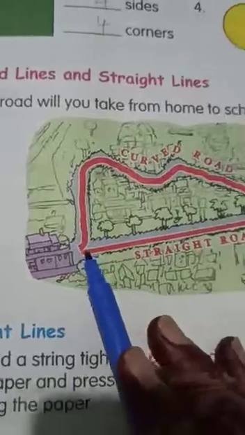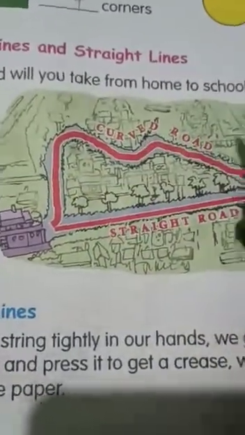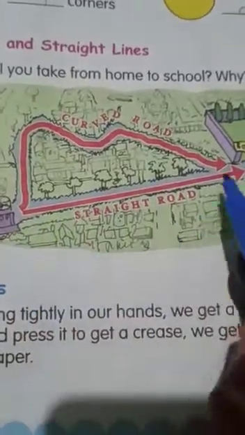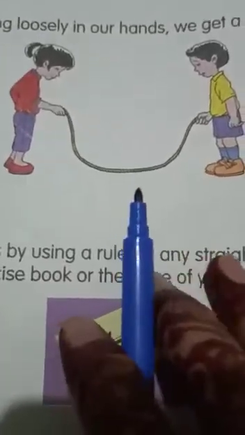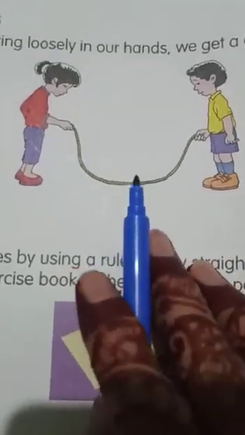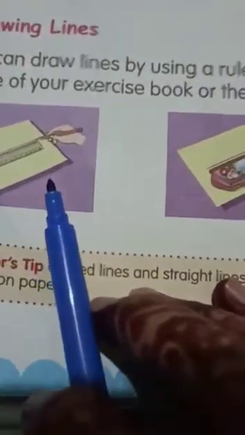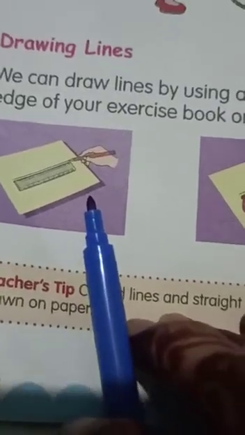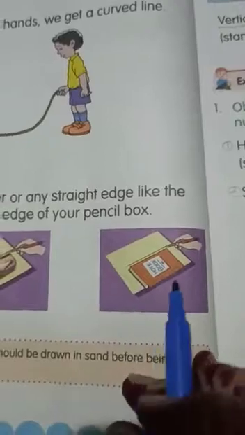See here, this is straight line and this is curved line. If we hold a string loosely in our hands, we get a curved line like this. And you can also draw lines by using ruler or any straight edge, like the edge of your book. See, edge of your book and edge of your pencil box.